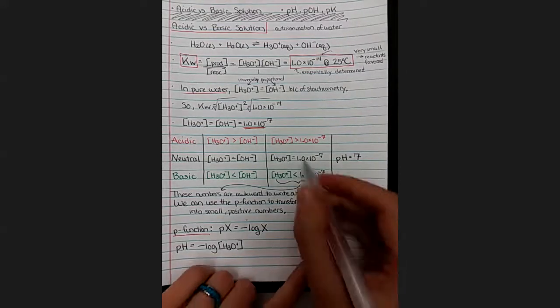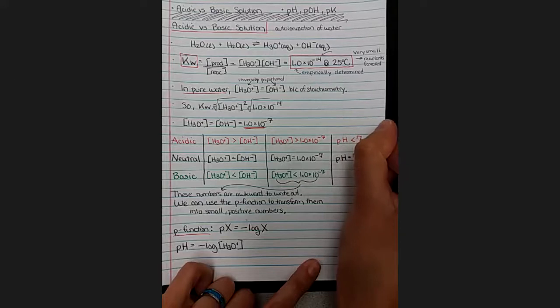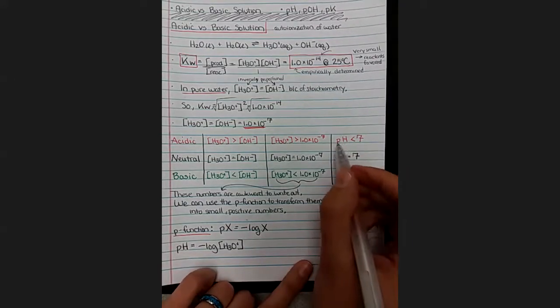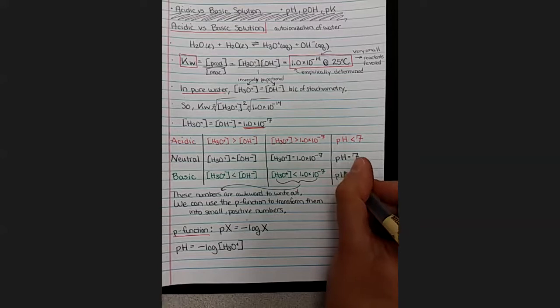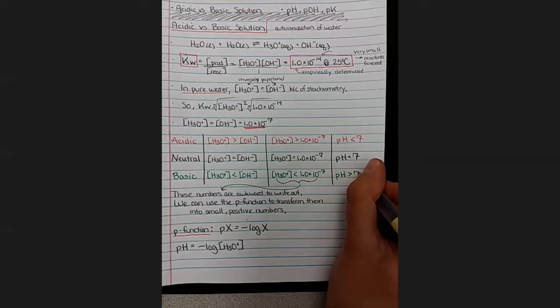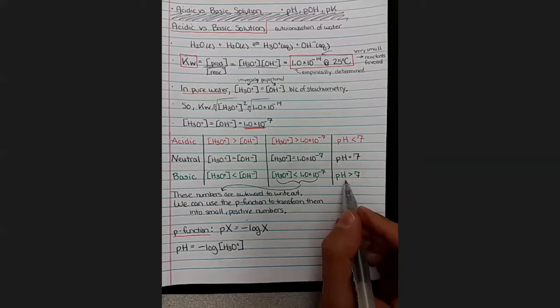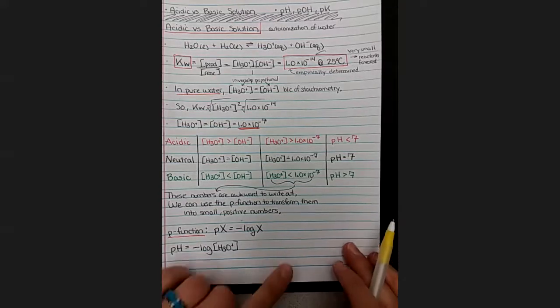Okay, we can do the same for acids. For acids, the pH is going to be less than 7 because we took the negative log. So the number is going to get smaller as this number gets bigger. And for bases, the pH is going to be greater than 7 because as this number gets smaller, this number gets larger. Let's take a moment and write that out because that's pretty weird. I feel kind of weird about that.